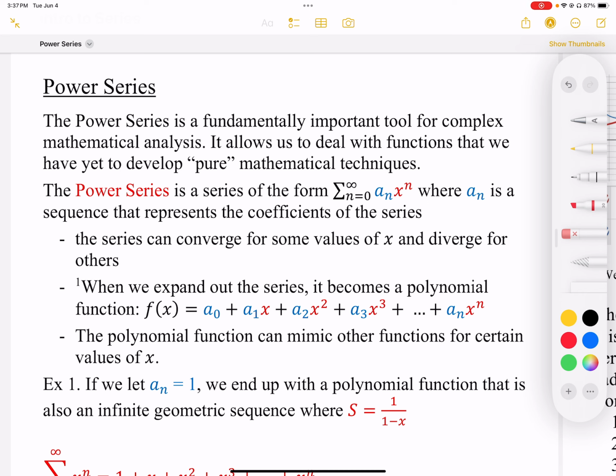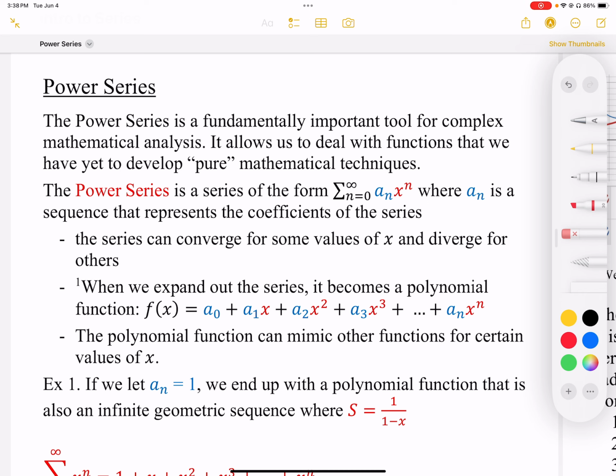x is the domain or the input of the function. So the values of x that converge allow us to determine the domain of the function. In the domain, the function will converge for values of x. Outside of those values of x, they will diverge and therefore won't be part of the domain of x.